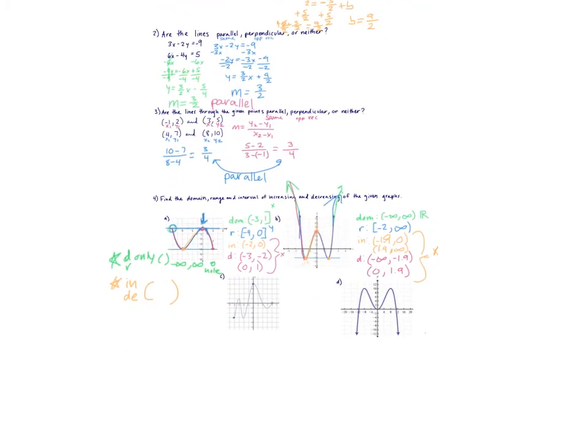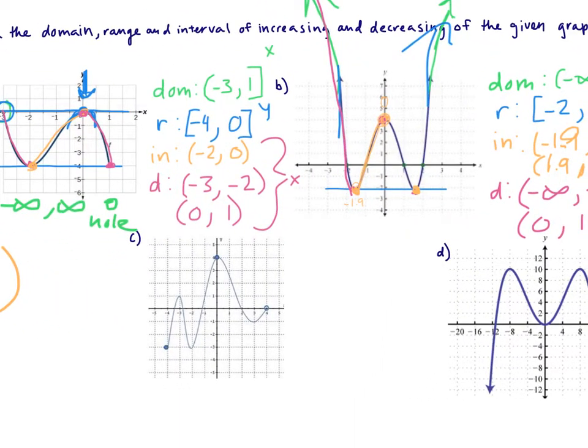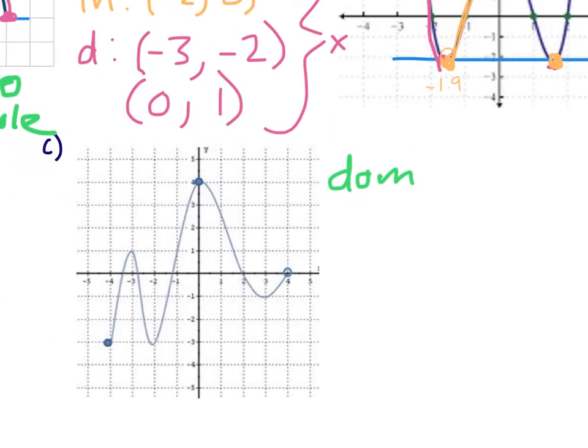All right, so going back to the two that I skipped, so C and D down at the bottom. First we need our domain. We start all the way on the left side of the graph. This is a closed circle, so we have a bracket, -4. Then we look at our highest x value here. Since it's an open circle, we put a parentheses at +4.